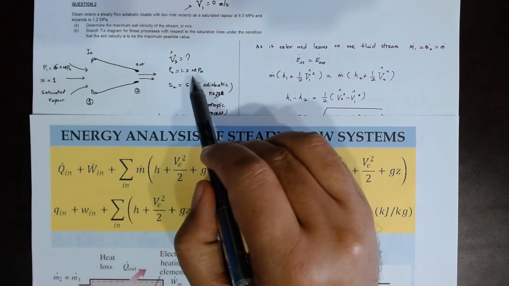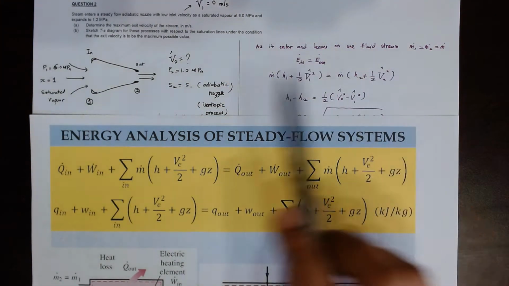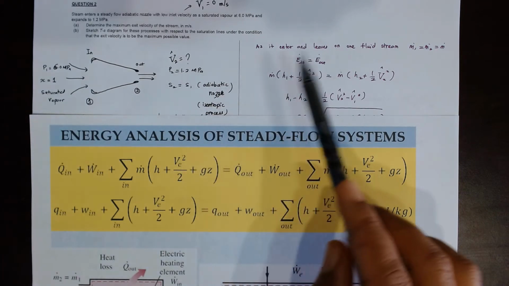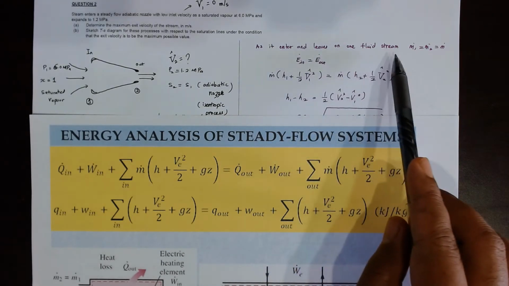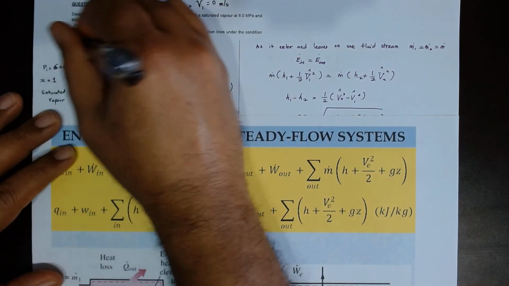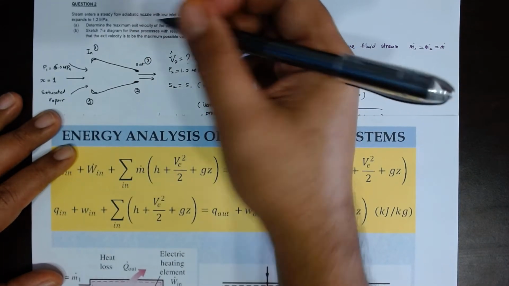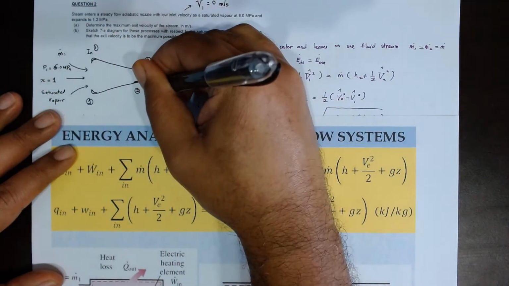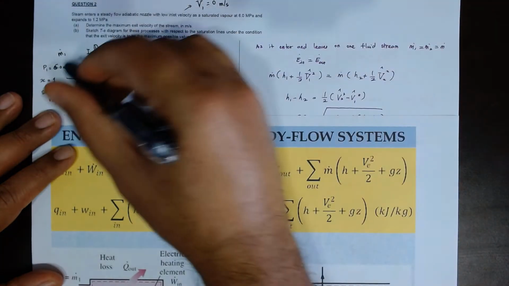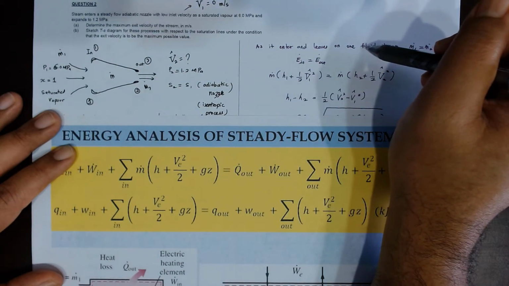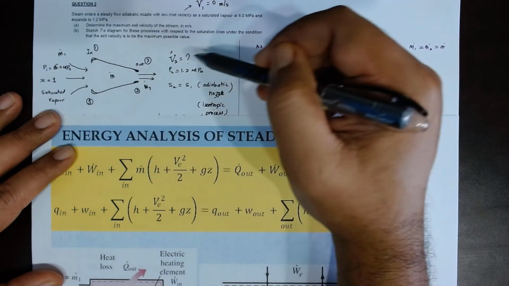Given that the outlet pressure is 1.2 megapascal and the inlet is 6 megapascal. As it enters and leaves in one stream, that is similar to tutorial 2b, which I explained a few months ago. So the fluid enters and leaves in one stream. That means the mass flow rate at the inlet, M1 dot, and at the outlet, M2 dot, are the same amount. So this is M dot, the mass flow rate for inlet and outlet.